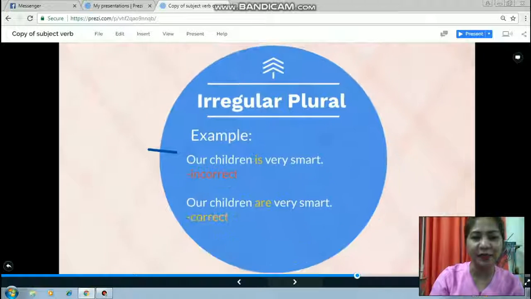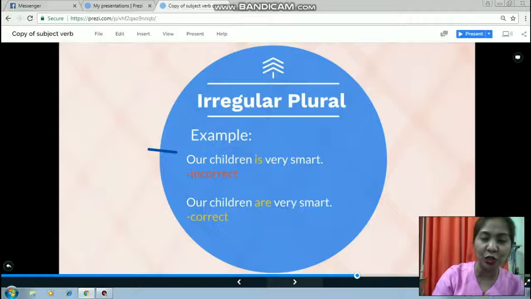Okay? Next, irregular plural. Example, our children is very smart. This is incorrect because we know that children is plural. So, the correct verb that we should use in this sentence is the verb are. So, the correct sentence: our children are very smart.